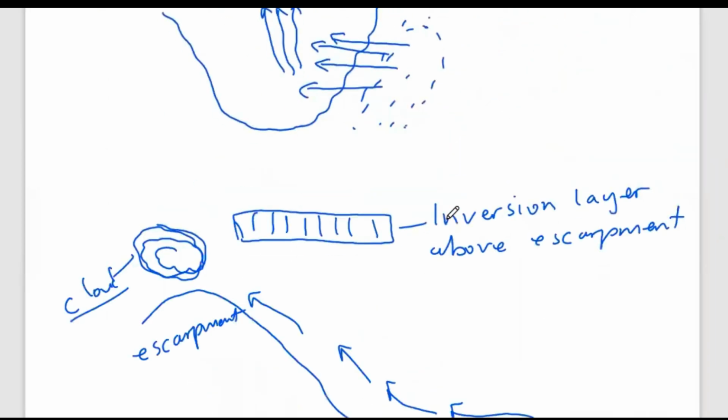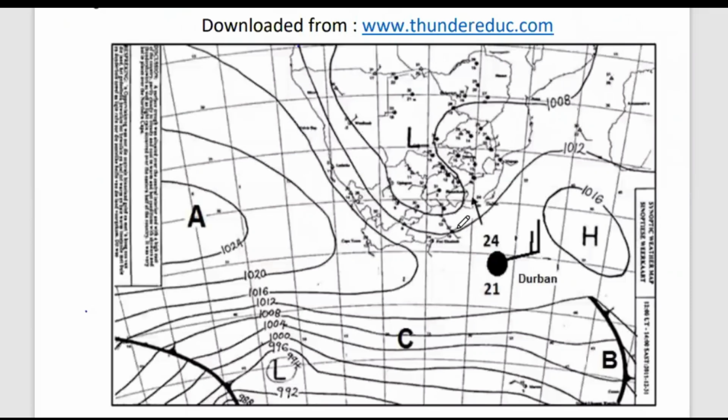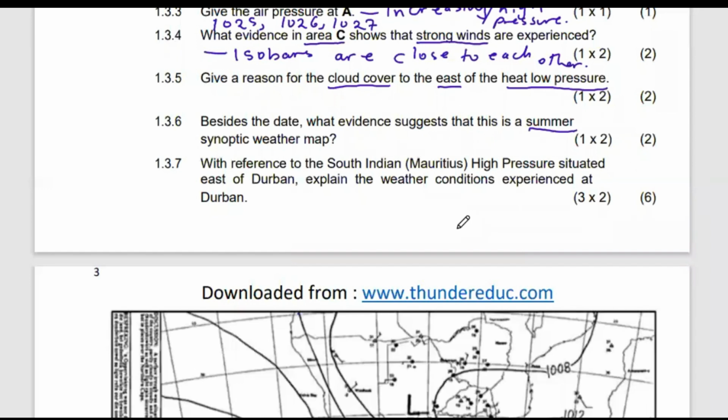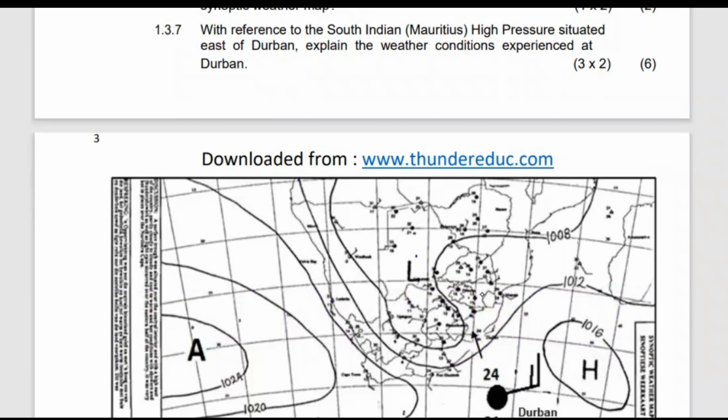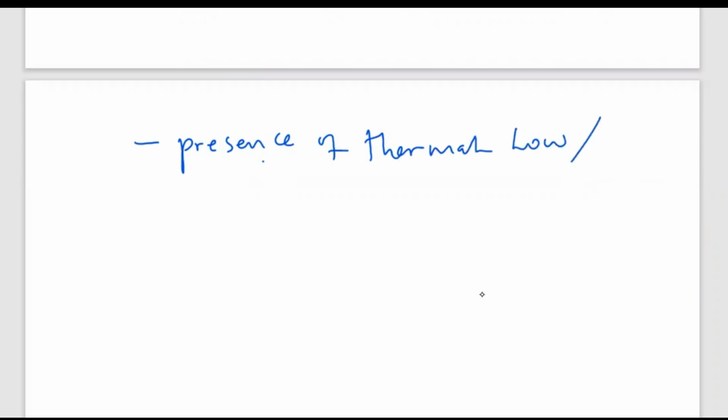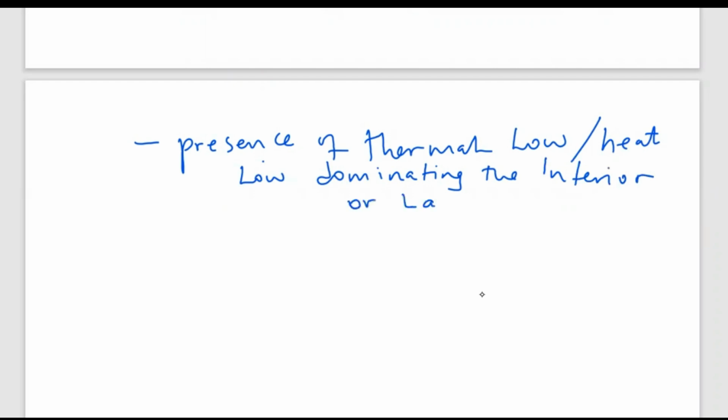Let's go to our blank page so that we can write down our answers. Good. The first evidence, it was just asking to give evidence. Evidence is what you can see, right? Among the evidences to show that this is summer, we can talk about the presence of a thermal low dominating the interior. So we can say presence of thermal low, also called heat low, dominating the interior or land, right? That's one evidence.